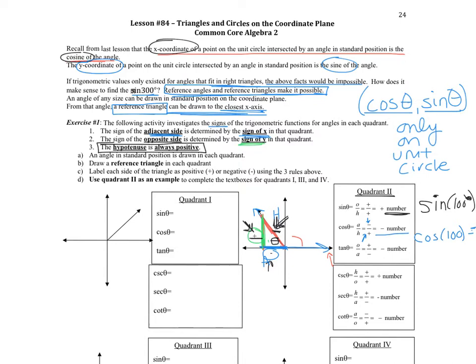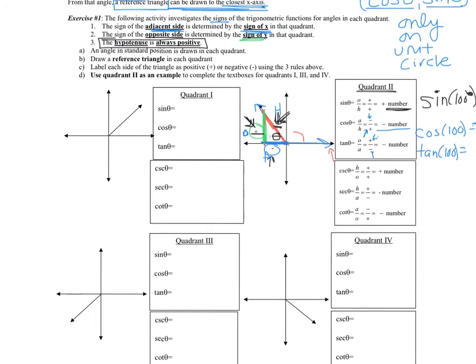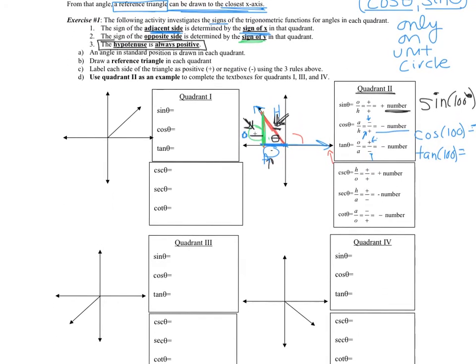Tangent in the same way, if we do opposite over adjacent, that's a positive over a negative. That when divided becomes a negative number, and tangent of 100 degrees should also come out as negative on your calculator as long as you're in degree mode. So what I want you to do, and I'll start you off, is in each of the remaining quadrants, you're going to draw a picture and work through it.